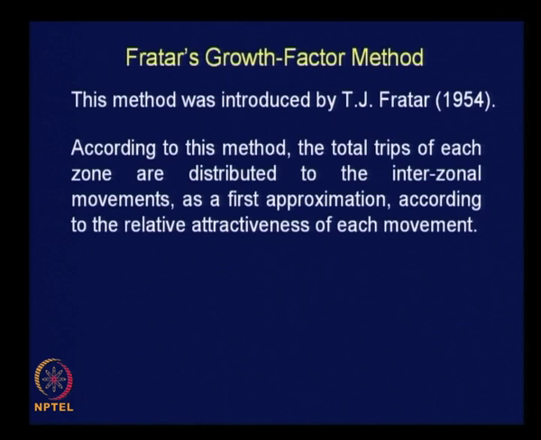According to this method, the total trips of each zone are distributed to the interzonal movements as a first approximation according to the relative attractiveness of each movement. See, the trips at a zone will be attracted by different zones based on their ability to attract trips. So, relative attractiveness is the basis for distribution of trips as per Fratter's method.